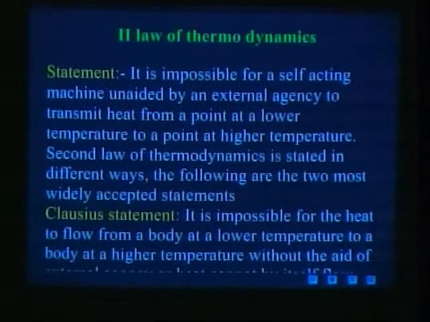The second law of thermodynamics states that it is impossible for a self-acting machine unaided by an external agency to transmit heat from a point at lower temperature to a point at higher temperature. The second law of thermodynamics is stated in different ways. The following are the two most widely accepted statements.